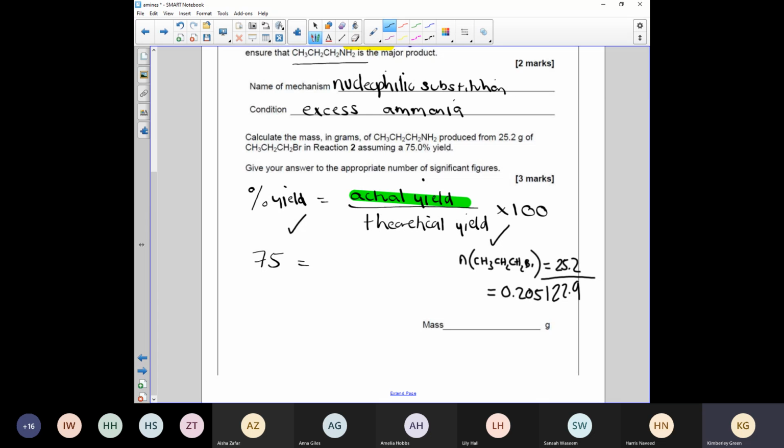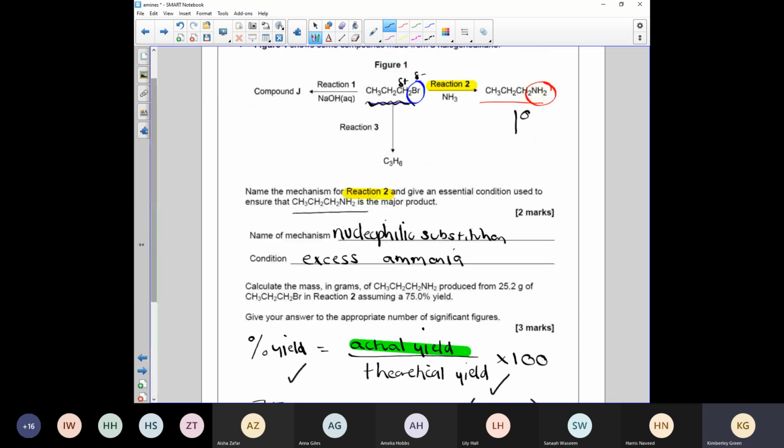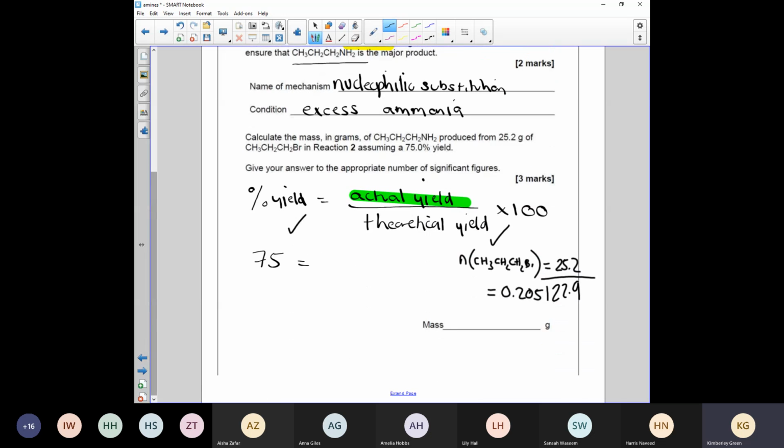Okay, so this is a 1-to-1 reaction. If you look on here, whatever we started with, we're going to make. So it's a 1-to-1 ratio. So my moles of propanamine is going to be the same, 0.205. So that's going to be my theoretical yield in terms of moles. Now, some of you might have changed that into a mass, which is fine. It would work out fine.